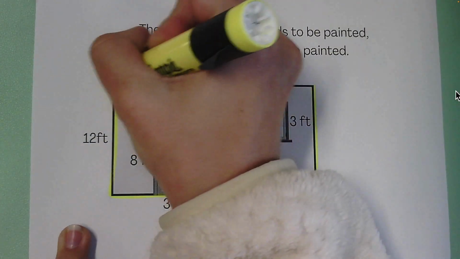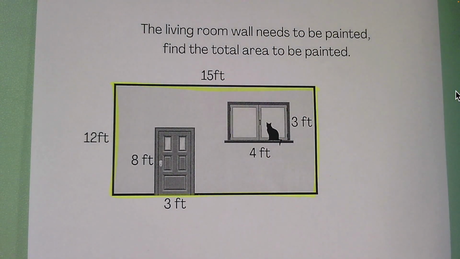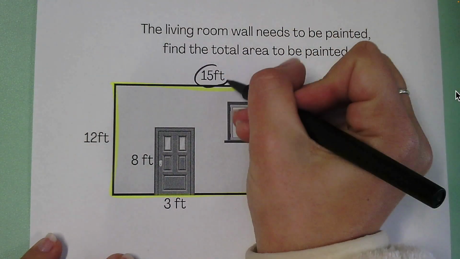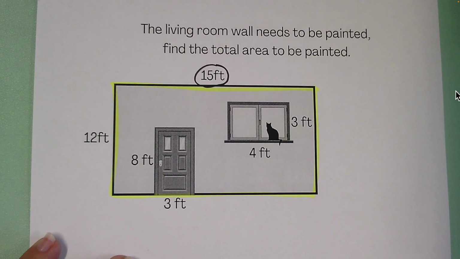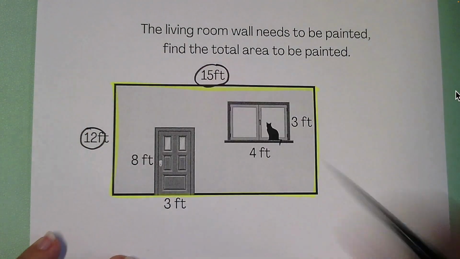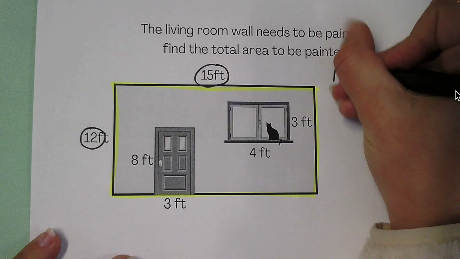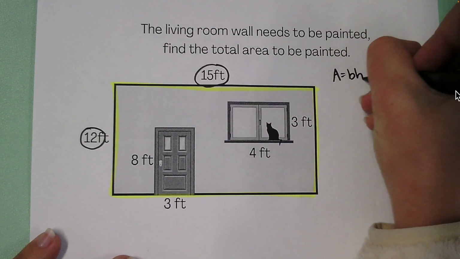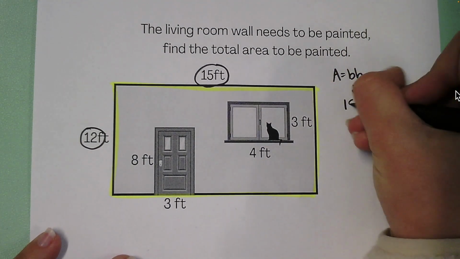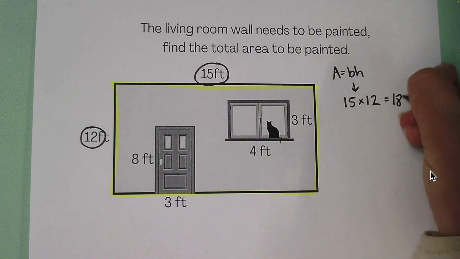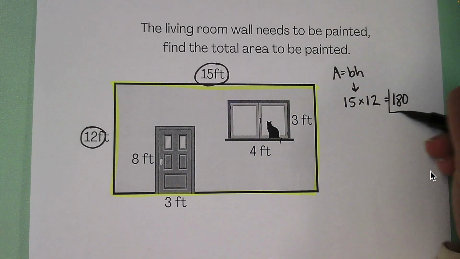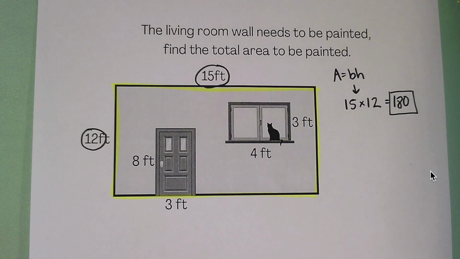Now, this is a parallelogram, so I'm just going to be doing base times height. My base is not 3 feet. That's just the door. My base is this big, 15 feet. My height is 12 feet. I'm going to combine those because area is base times height. 15 times 12 equals 180. So our full rectangle is 180, but I don't need to paint the door or the window. So I need to find out those areas in order to subtract them.